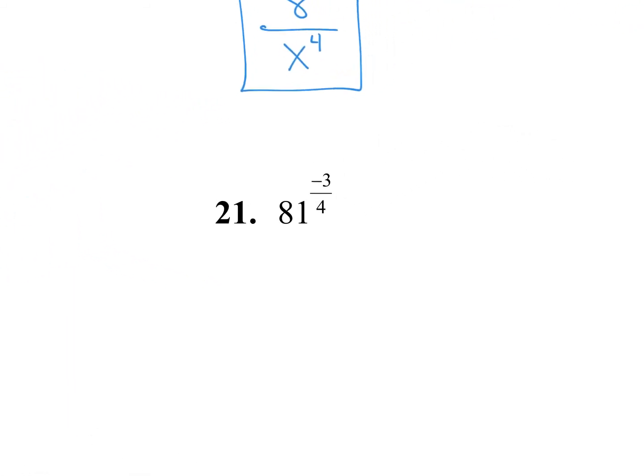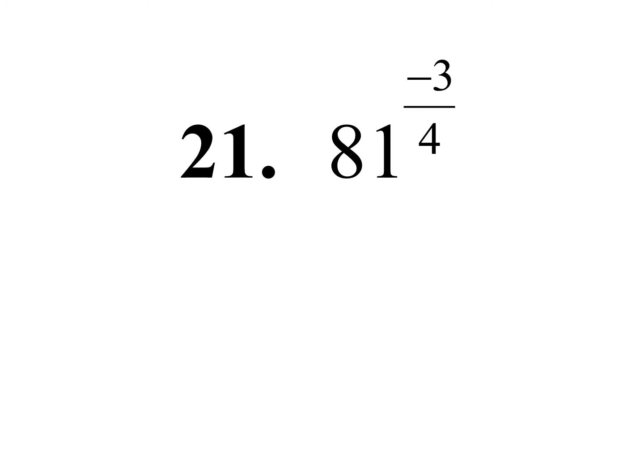All right, 21. 81 to the -3/4 power. What's the first thing you would do? The whole thing. -3/4 is your number, right? So that negative is going to move us so that it's 1 over 81 to the +3/4 is what I would do first. And then 81 to the 3/4 power, you're going to think of that as 81, 4th rooting that, and then that whole thing we're going to cube, right? That's essentially the same thing.